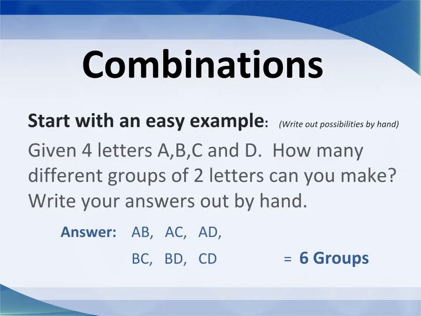So let's take a look at this example. Let's say we have 4 letters, A, B, C, and D. How many different groups of 2 letters can you make? So if you write them all out by hand, you'll see that you can make 6 different groups.